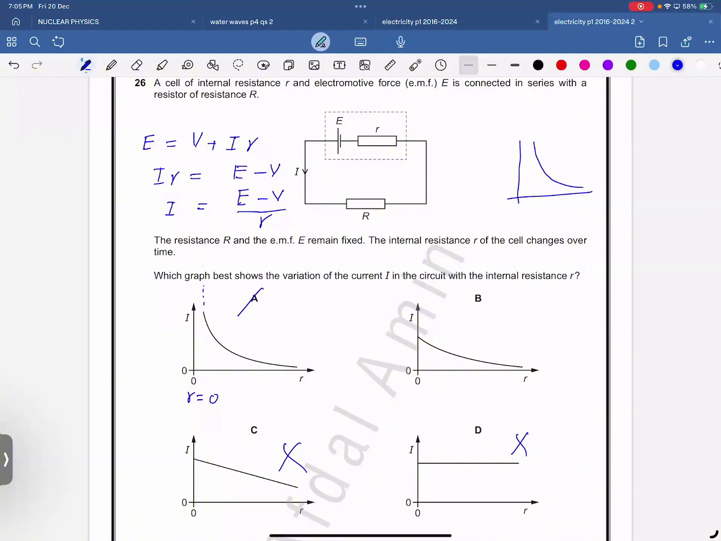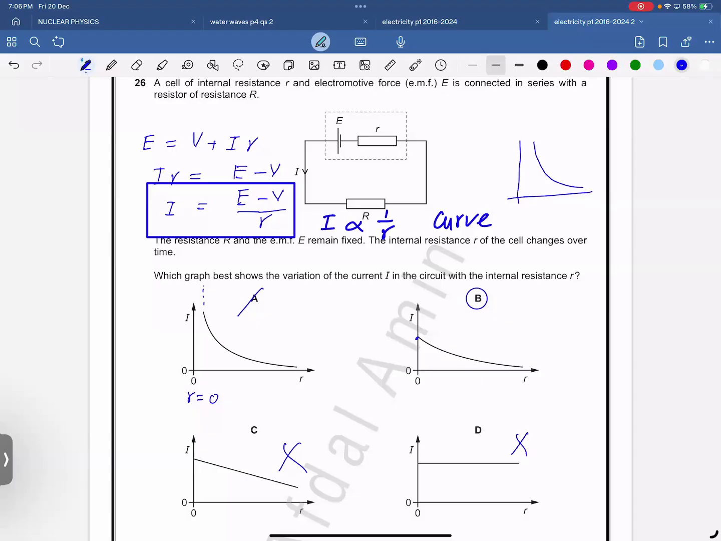So when there is internal resistance, there is a value of current. Current must have a certain value, my dear. So option is B. Okay, listen again. Your key to the question was this rearrangement. This rearrangement tells you that the I is inversely proportional to internal resistance. So you need to have a curve graph. So that's why you cross C and D.